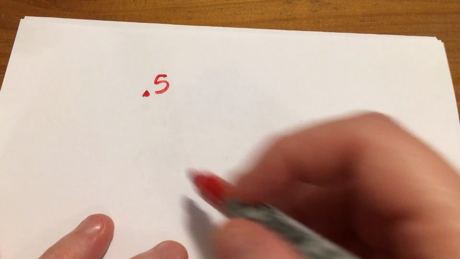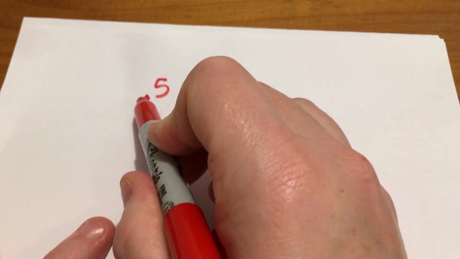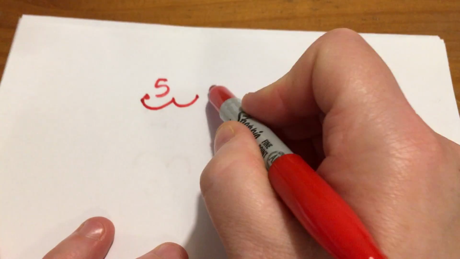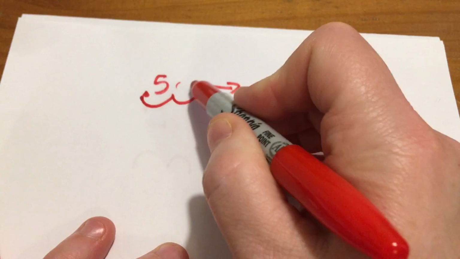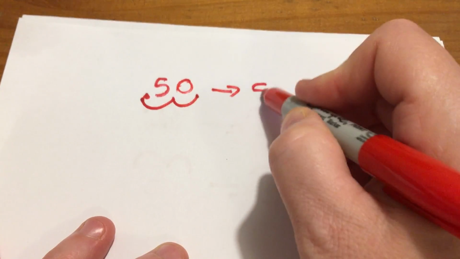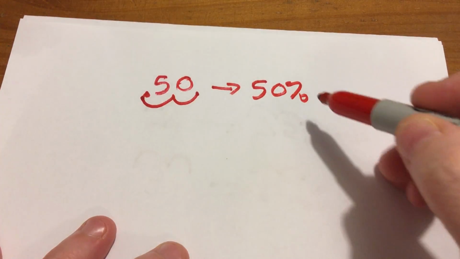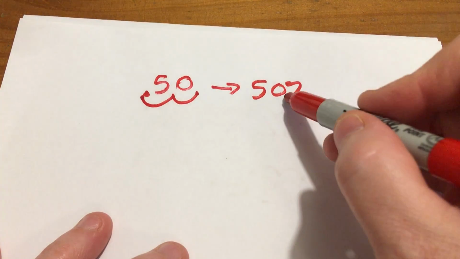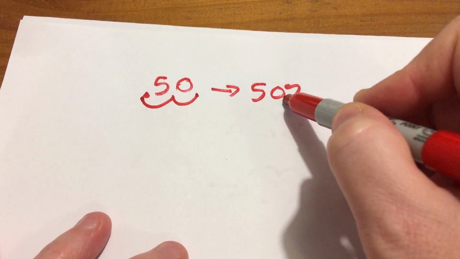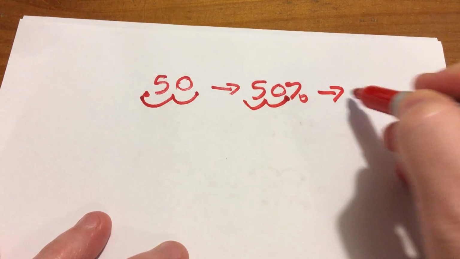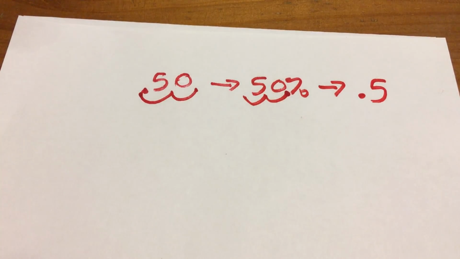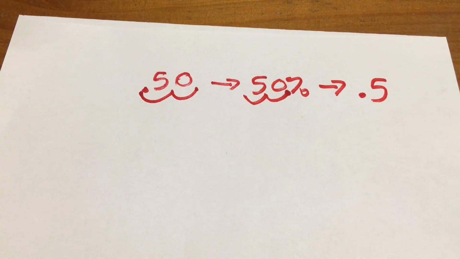If we have 0.5, there's only one number there, but we still have to move the decimal place 2 places to the right to change it to a percent. 1, 2. We fill in that missing spot with a 0. That gives us 50%. To change that back to a decimal, we go 2 backwards, or 2 to the left. 1, 2. 0.5. Okay? That's how you turn decimals into percents. Fractions are a little bit trickier.